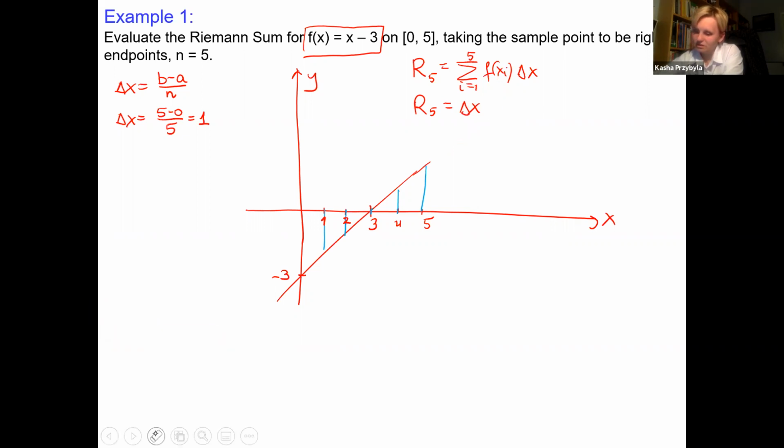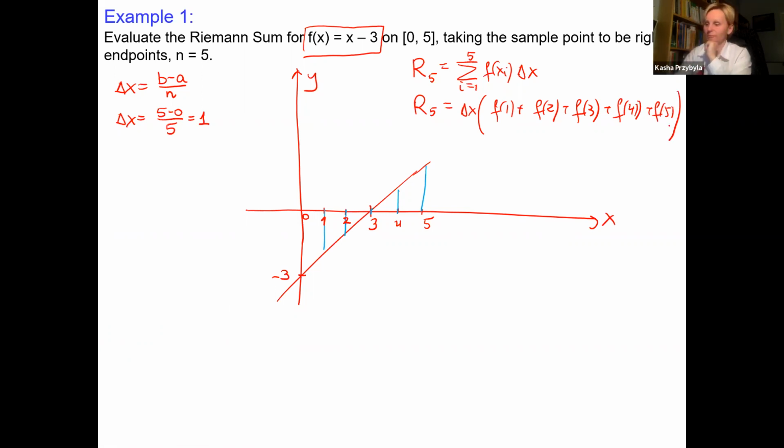Times the value of the function for 1, because we can see 1 is on the right-hand side, and then delta x times the value of the function for 2. Let's factor out delta x, because delta x is the same for everything: the value of the function for 1, for 2, for 3, 4, and 5. Delta x times the value for 1, delta x times the value for 2.